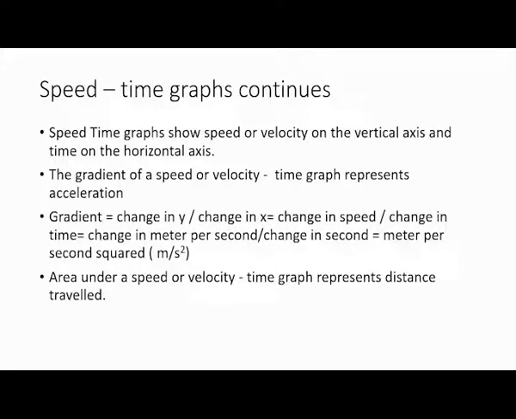The area under the speed or velocity time graph represents the distance traveled. In most cases, students do make mistakes when they are asked to calculate the distance traveled on a speed time graph. It should be noted that the distance traveled on a speed time graph or a velocity time graph is equal to the area under the graph, not velocity times time as is normally done.